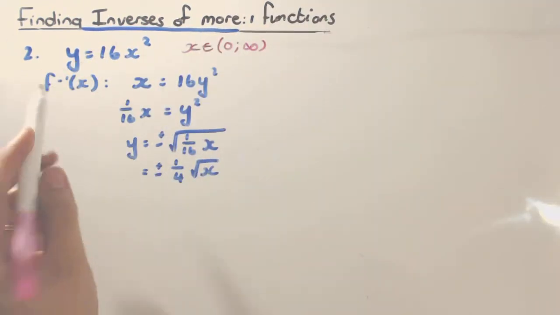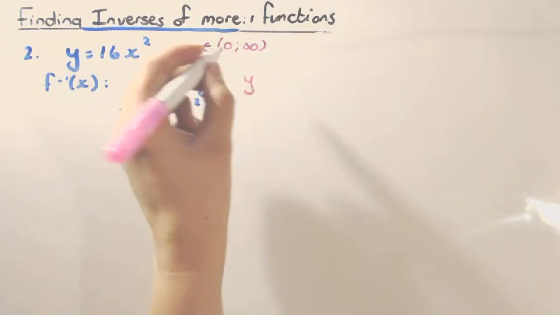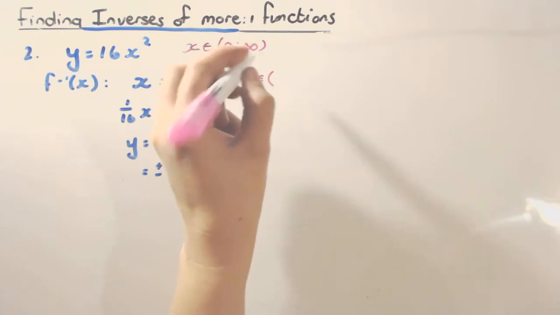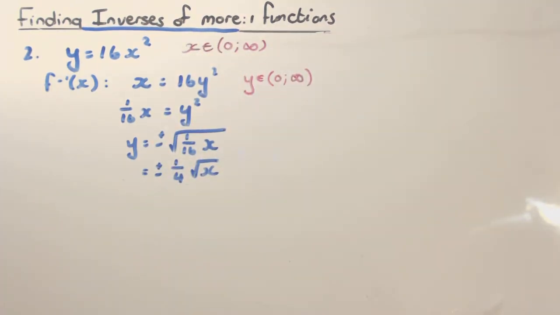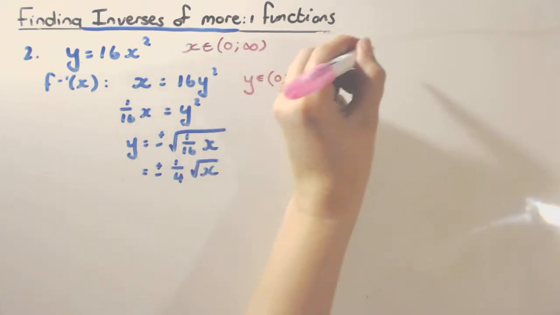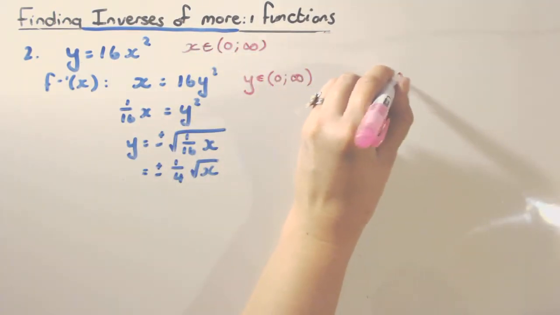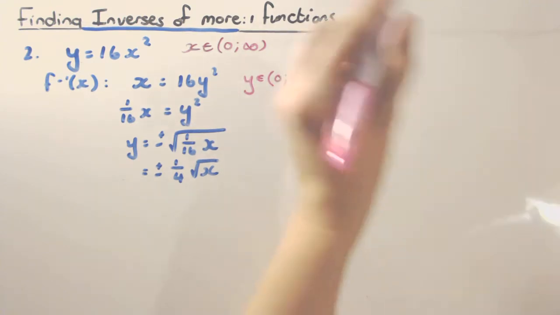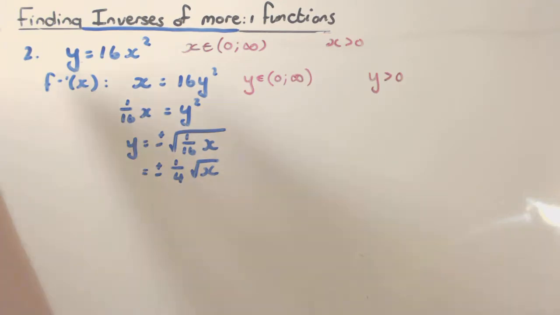And then if I find the inverse, then in my inverse I will have the restriction that y is an element of 0 to infinity, like that. Or you can write, if you prefer the notation, y is bigger than 0. x is bigger than 0. You can use that notation also.